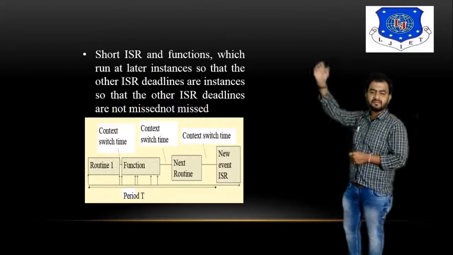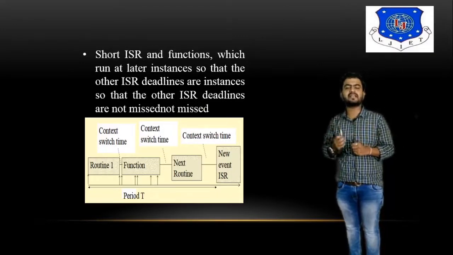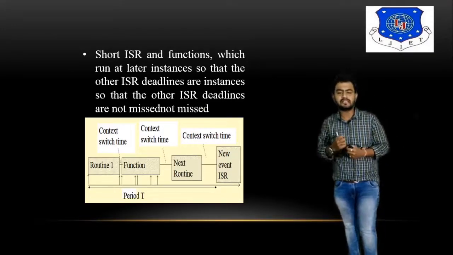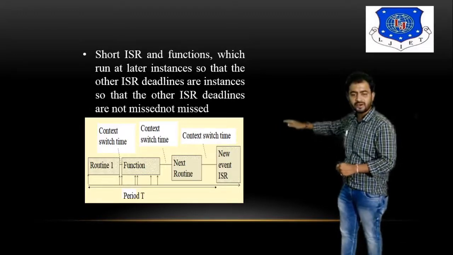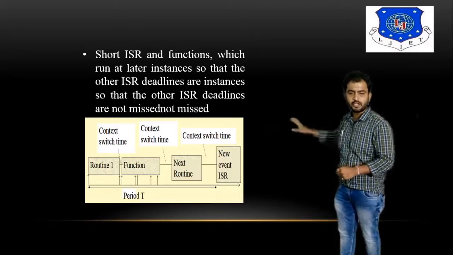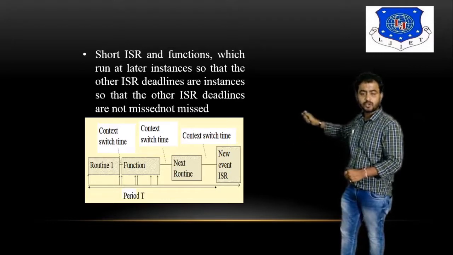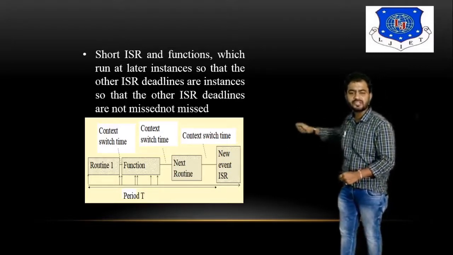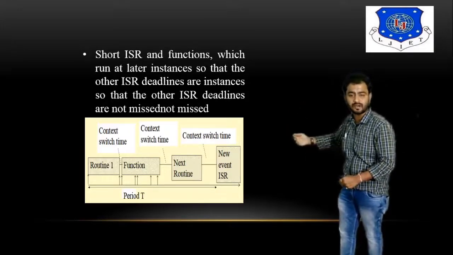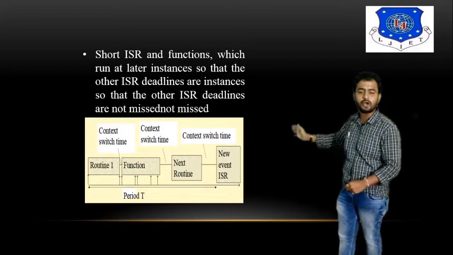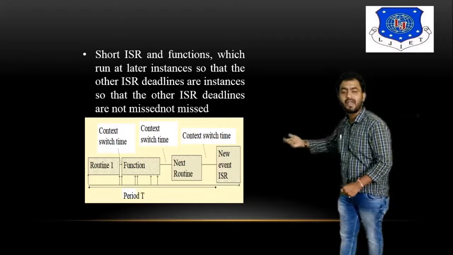Keep the ISR short, and the function should run at a later instance so that the other ISR deadlines are not missed. So make sure that here you can see routine 1, function, next routine and new event ISR. In time T, as you can see, the context switching time, the function execution time, and the context switching time mean you have to execute the program and also store your program. After the execution and the stop, the new event ISR will occur. So make sure that in the period of T, you follow these steps.